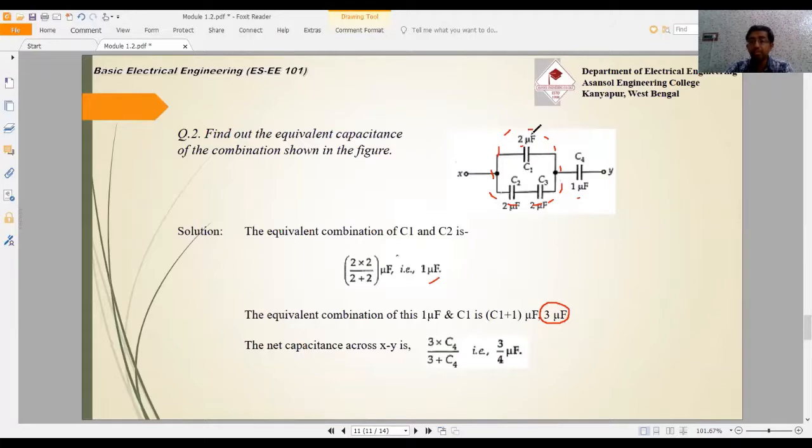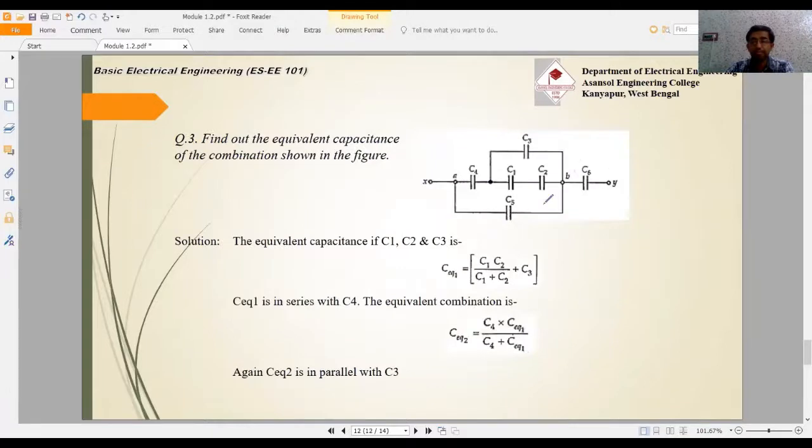This 3 microfarad, that means the equivalent capacitance of this system, is in series with another 1 microfarad, that is C4. So it will be calculated like parallel system. So 3 into C4 divided by 3 plus C4. So ultimately you will get 3 by 4 microfarad. Okay. Moving on to the next.